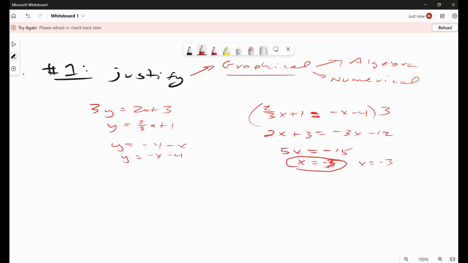So then I'm going to take this and plug it back into either one of these. It doesn't matter which one you plug it into. I'll do the one with the fraction. So then y is going to equal 2/3 times -3, plus 1. Those cancel, and I get 2 plus 1, which is 3. I don't know if that's the right answer, but we're going to find out. And so that is my answer for the algebraic portion of this.